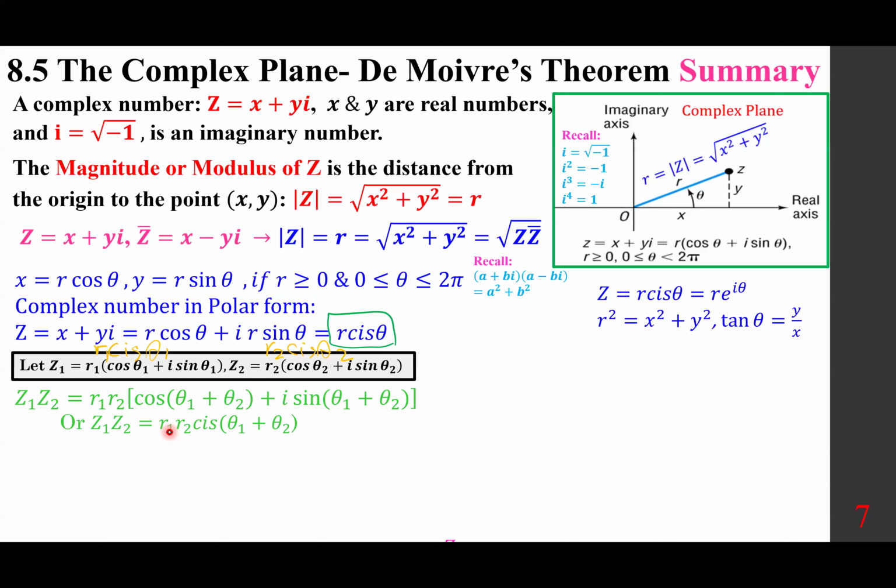And if you want to divide them, z1 divided by z2, it's r1 over r2. Now, the argument would be the difference: cosine of theta 1 minus theta 2 plus i sine of theta 1 minus theta 2. And again, the shorthand notation, r1 over r2 cis theta 1 minus theta 2.